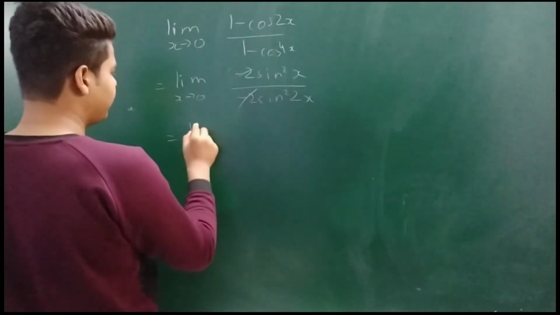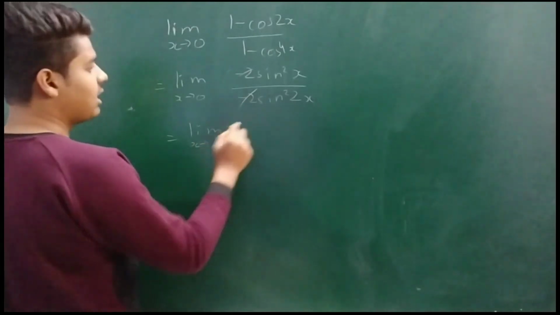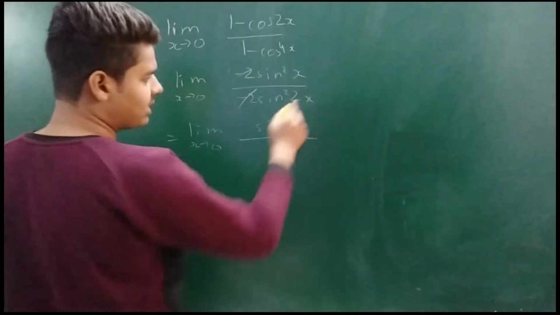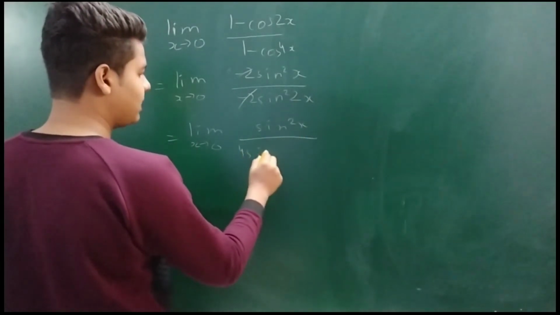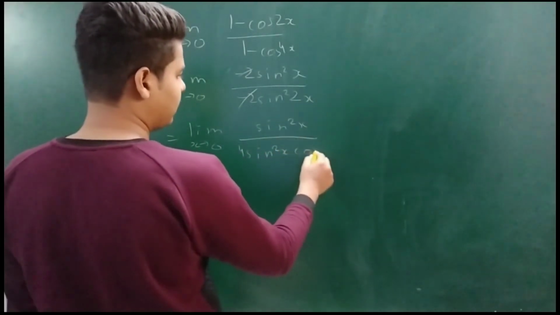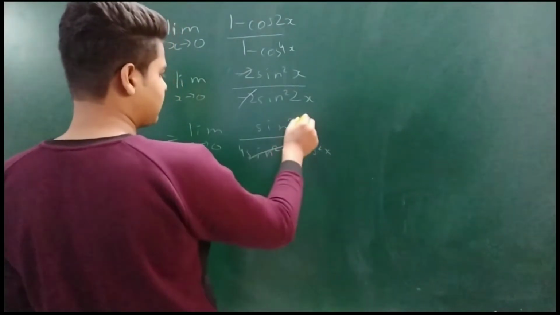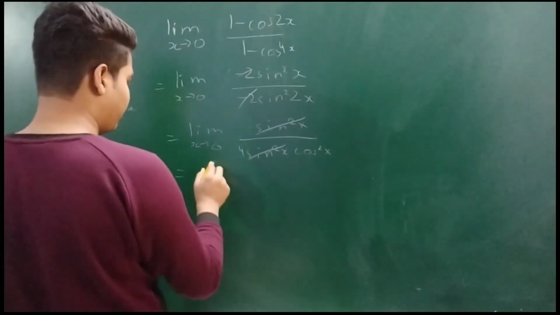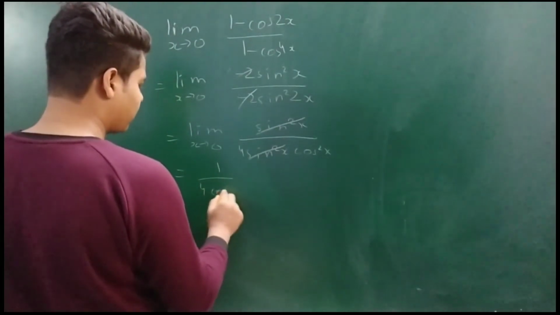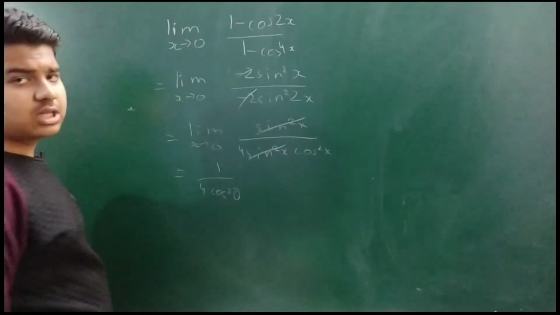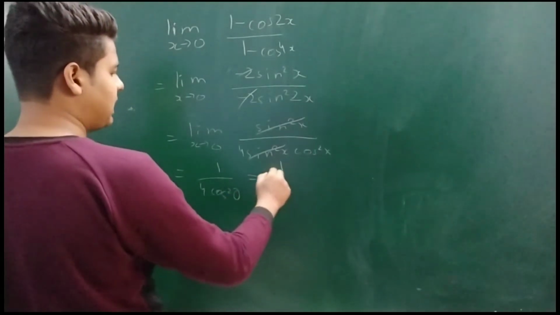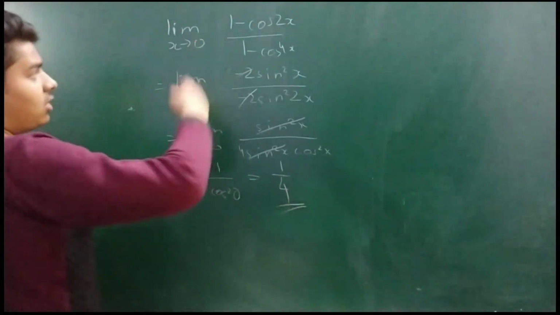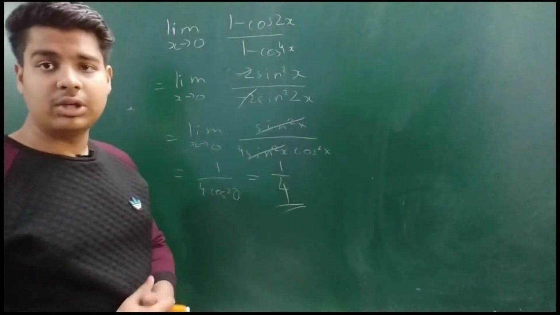Then limit x tends to 0, sine square x remains the same, but sine square 2x can be written as 4 sine square x cos square x. Sine square x and sine square x also get cancelled out. Now we simply replace the value of x with 0. It is 1 upon 4 cos square 0. The value of cos square 0, as we already know, is 1. So the final answer is 1 by 4. This is the solution to this question. Note it down and we'll move on to the next question.